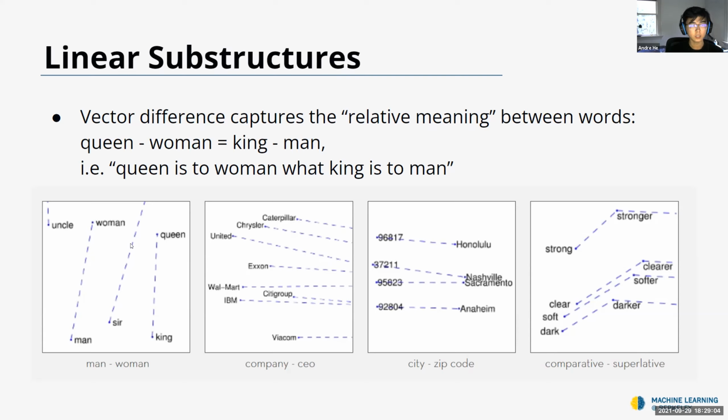All right. These graphs also give other examples of this. The relationship between city and zip code is consistent across these pairs, and the relationship between a company and its CEO is also very similar. At least, it's pointing in a very similar direction. It's aligned well between these pairs.